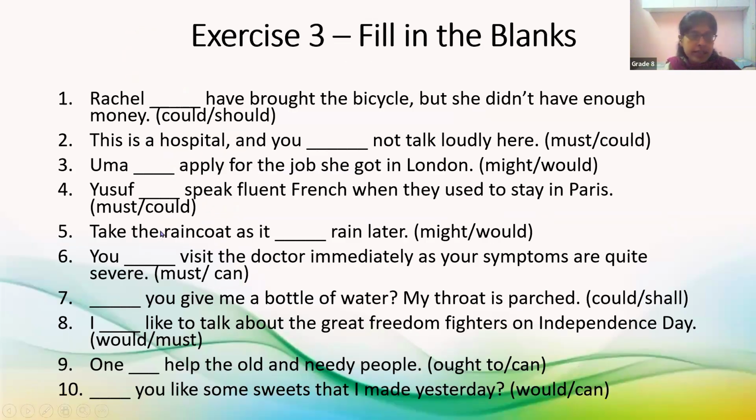Here, this one is a little higher on the difficulty level. It is from the PYQs, as in the previous year question papers. I'll tell you which class it is from. Okay, here we go. Rachel dash have brought the bicycle, but she didn't have enough money.